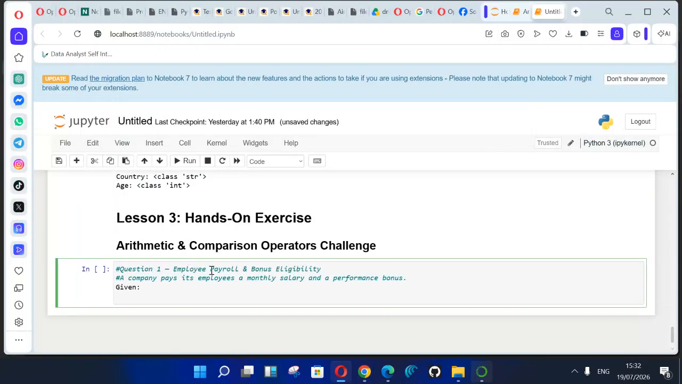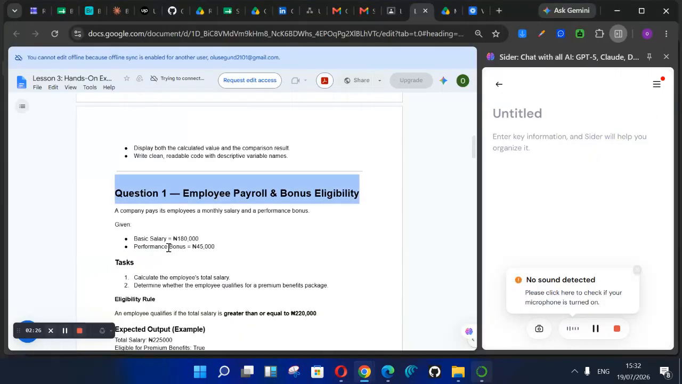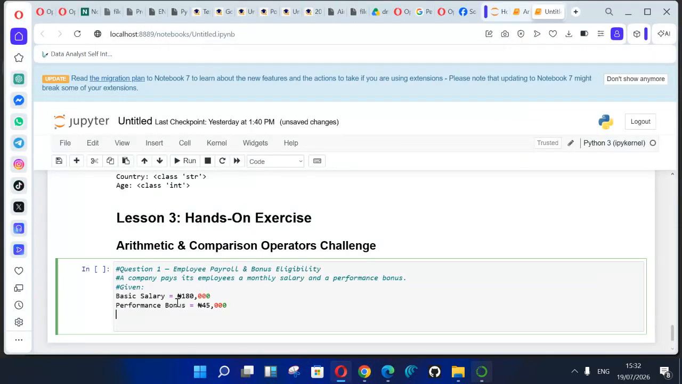Now this question one, let's start working. The basic salary is equal to 180,000 while the performance bonus is 45,000. So these are variables. Our basic salary is 180,000. Our performance bonus is 45,000 naira.